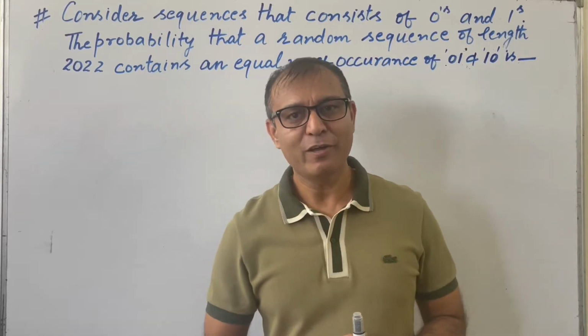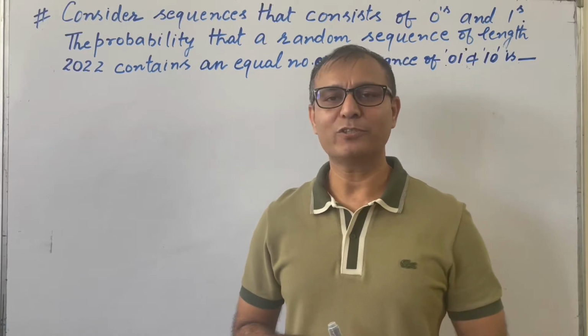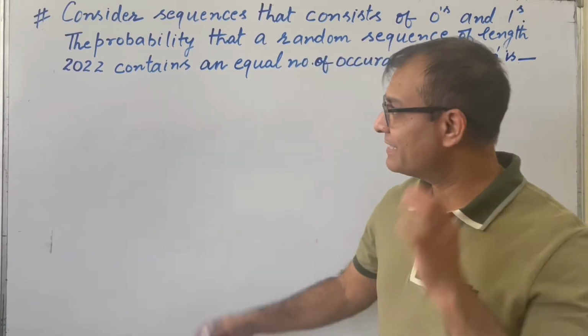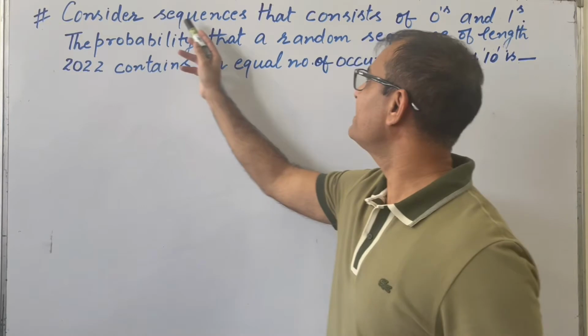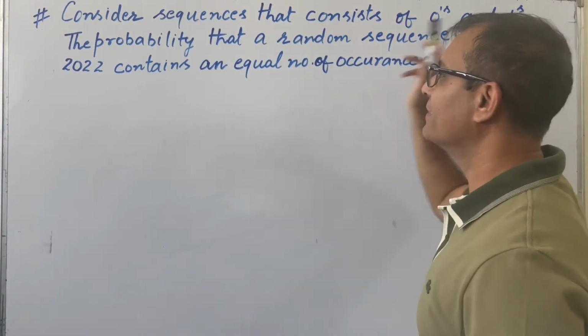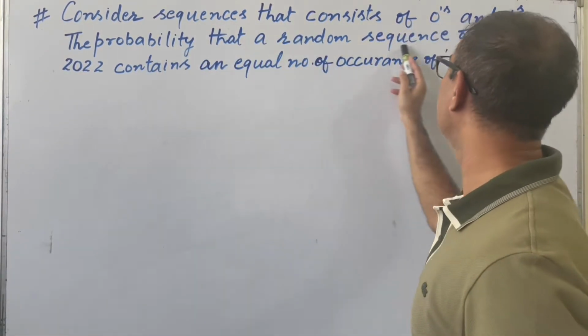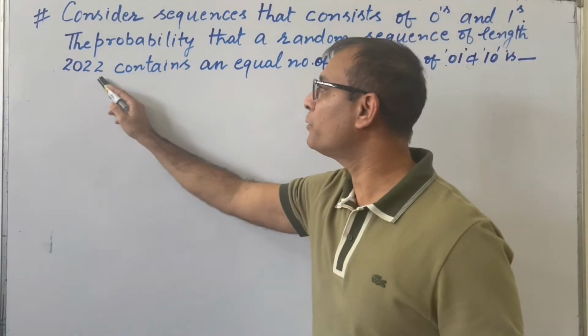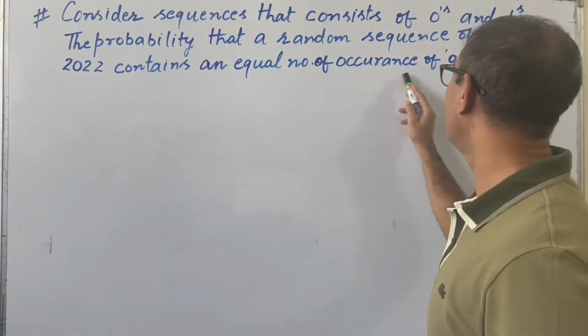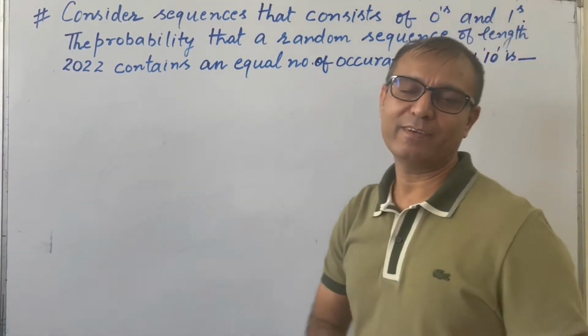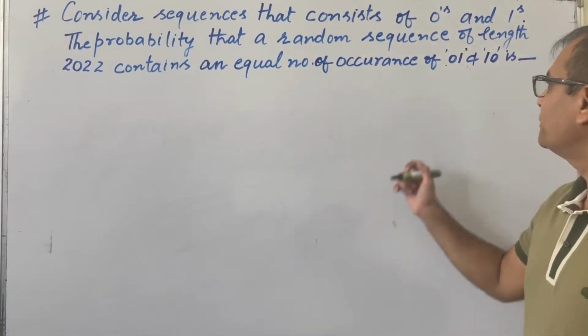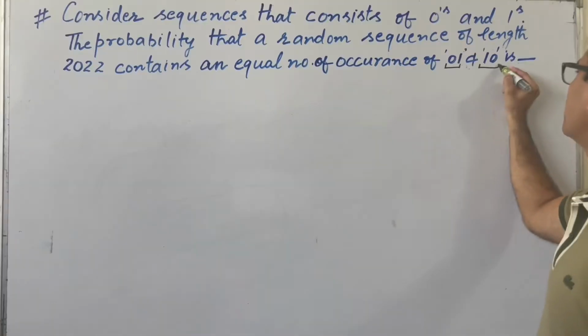In this video, we will discuss a small but interesting question of probability. Let's read the question first. Consider sequences that consist of zeros and ones. The probability that a random sequence of length 2022 contains an equal number of occurrences of 01 and 10. So in this question, first of all, you have to observe we are using two substrings.